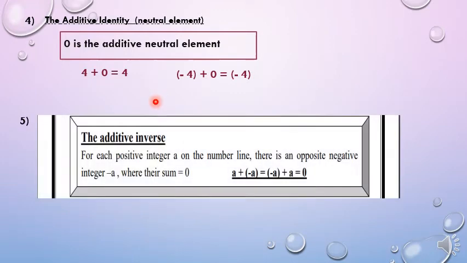Number 5 on page 10 is the additive inverse. For each positive integer a on the number line, there is an opposite negative integer, negative a, where their sum equals 0. A plus negative a equals negative a plus a equals 0. For example, 5 plus negative 5 equals negative 5 plus 5 equals 0.